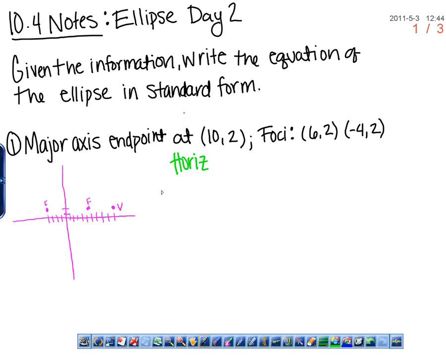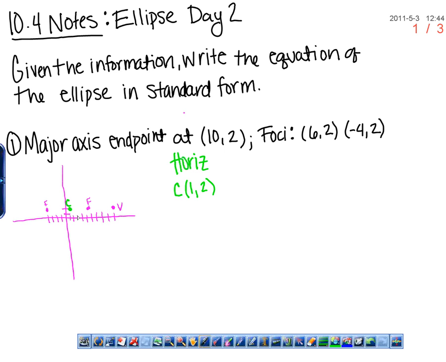Ideas for where your center is going to be. Corey? Good. It's going to be in the middle of our 2 foci. Our foci have to be the same distance away from our center. So what would the midpoint between these 2 points be? 1, 2. So our center is at 1, 2. I'm going to go ahead and plot that. There's my center.